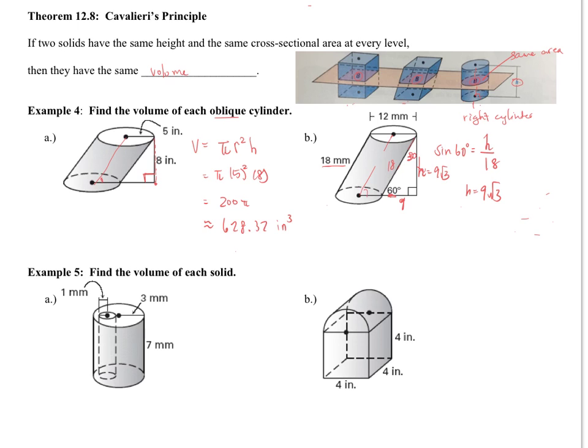So now that we have the height, we can find the volume. The diameter is given as 12, so the radius has to be 6. So pi r squared times 9 square root of 3. The decimal answer will be 1763.01 cubic millimeters.